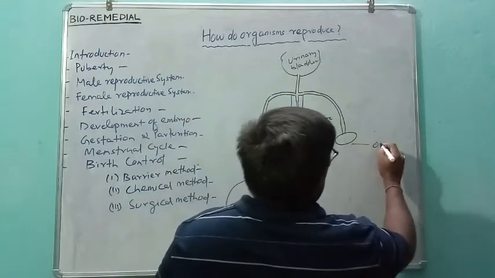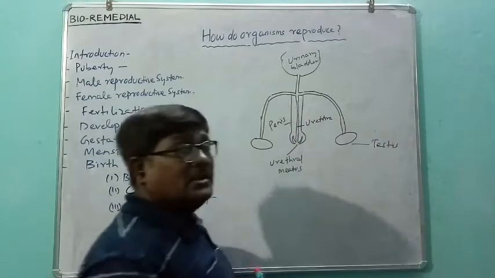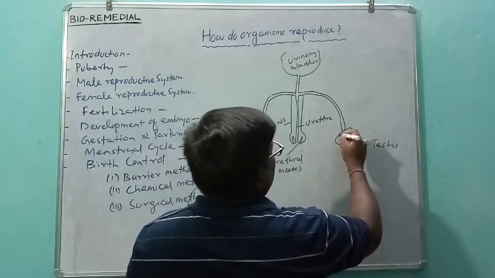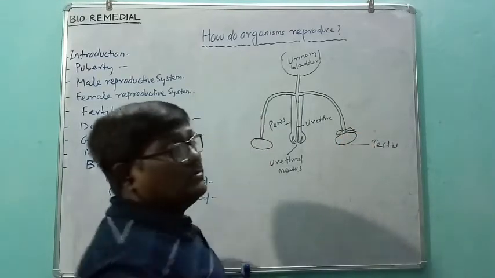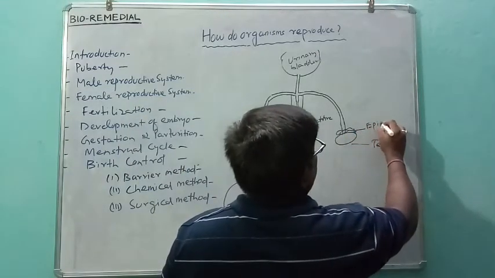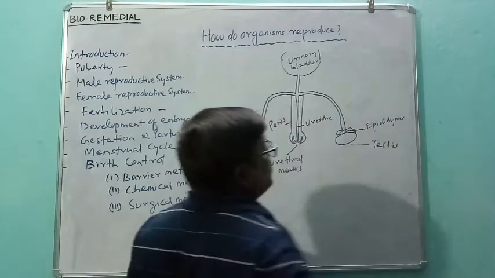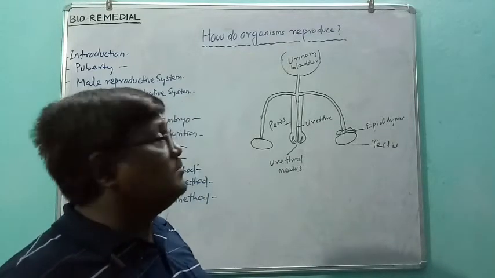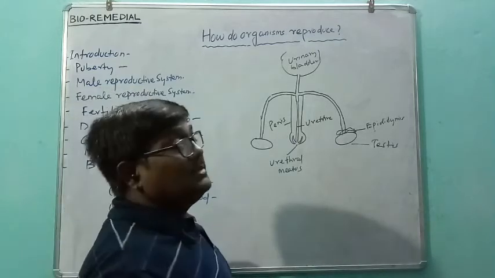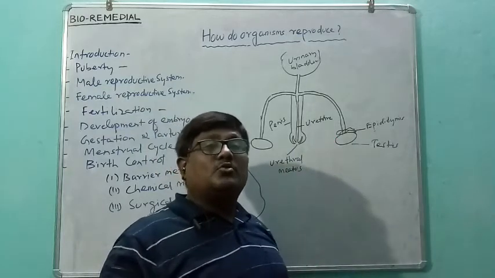Then this is actually the testis. Singular is testis; if two are combined, then it will be called testes. The testis is connected to another duct called the epididymis. This is a very important place where sperms are stored. Sperms are produced by the testis, stored at the epididymis and matured at the epididymis. The epididymis is a place where sperms are stored and get matured.